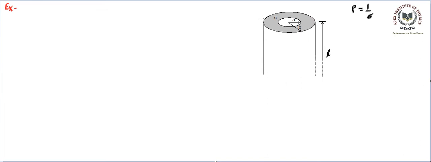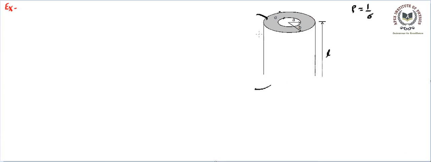Now we can be asked two types of questions over here about resistance. One, when we are connecting these two ends with a battery, or creating a potential difference between these two points.